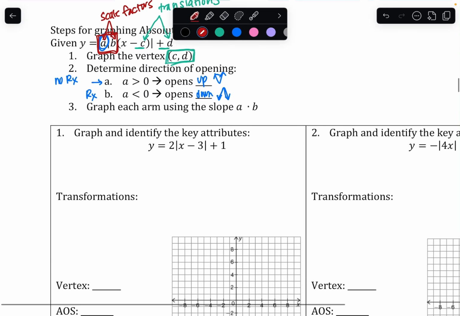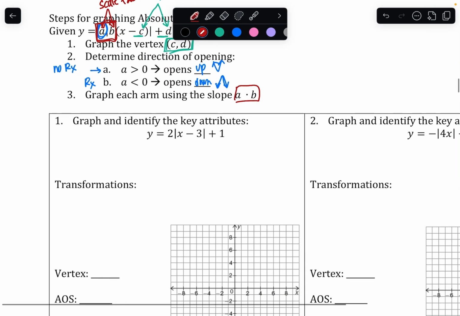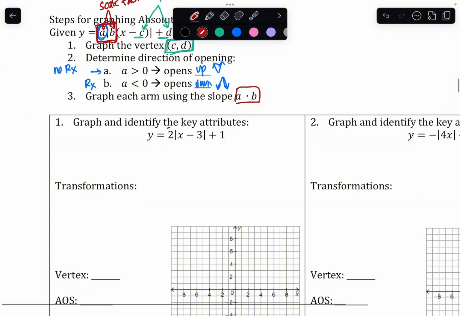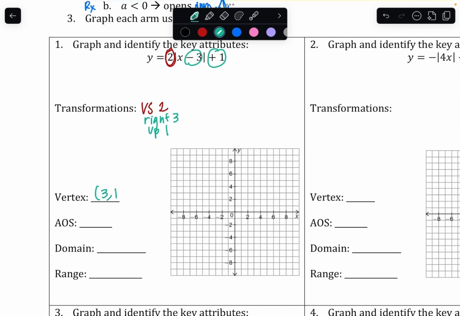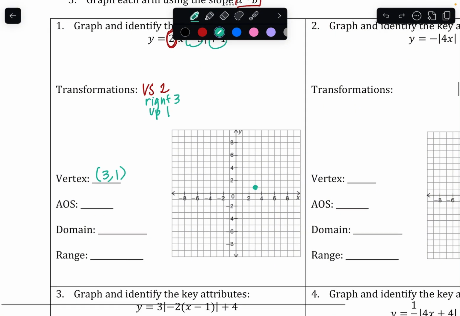Okay, so starting with number 1, let's list the transformations. We have a vertical stretch by 2. We have a right 3. And then an up 1. Okay, and so that means the vertex, right 3 up 1, is going to be at (3, 1). Move it right 3, up 1 units. It starts at (0, 0), and it moves right 3, up 1.